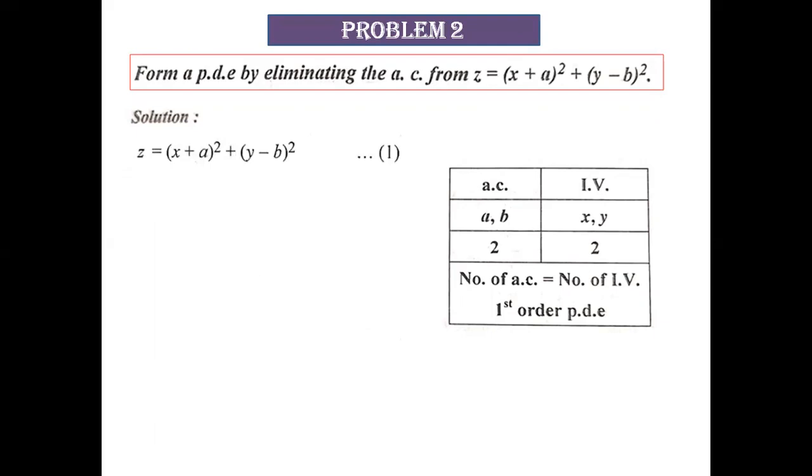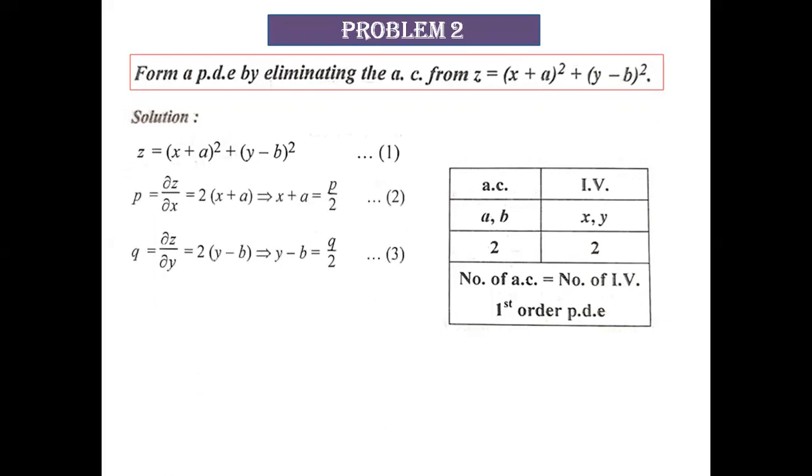So I will write Z is equal to (X plus A) whole square plus (Y minus B) whole square, equation 1. Partially differentiate with respect to X.